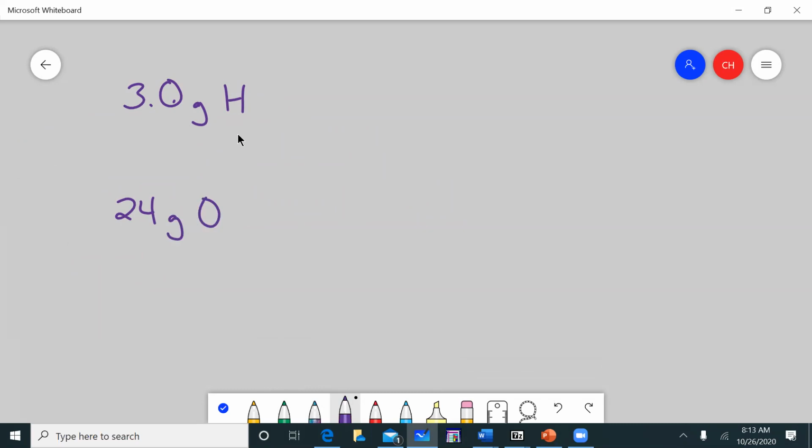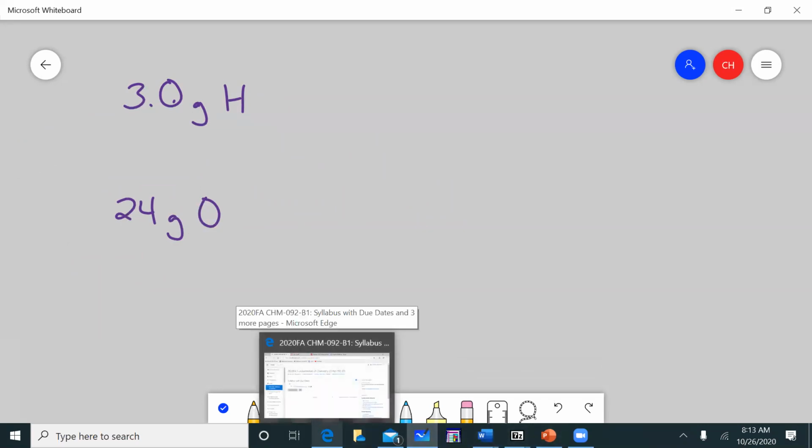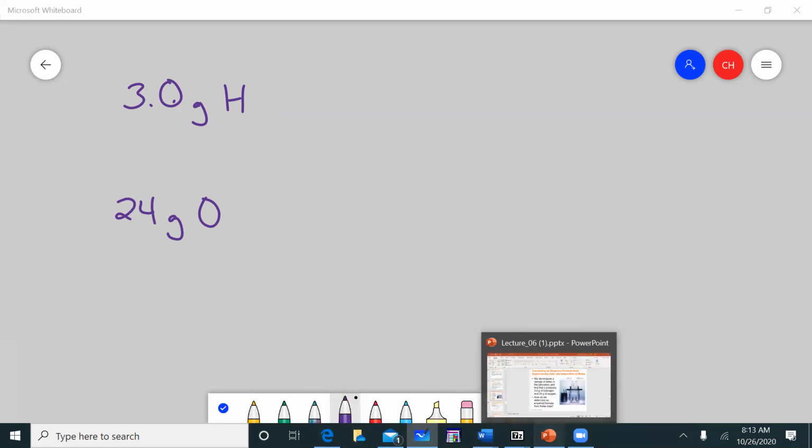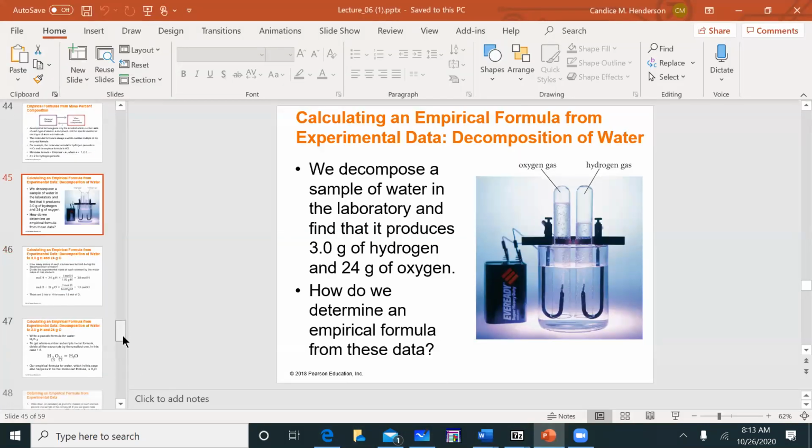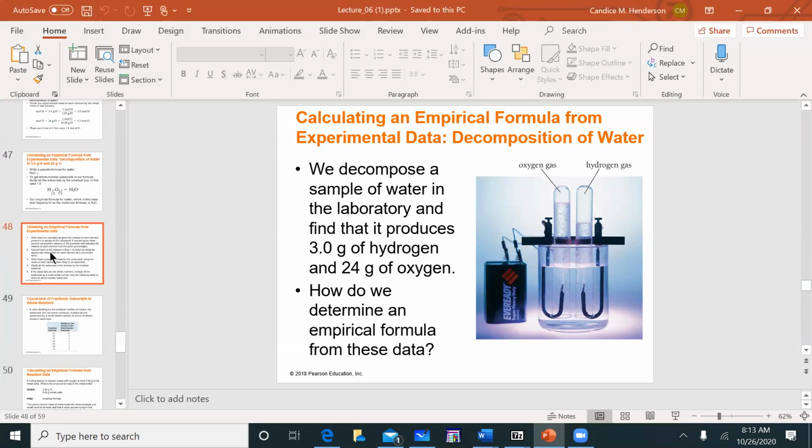So let's say you didn't know what the formula for water was, but you were given these values. Could you come up with a formula? We could come up with at least an empirical formula, its lowest ratio. So the first thing we want to do, where are those slides? There, okay. I'm going to go through the rules.